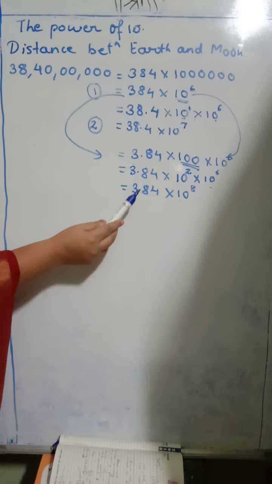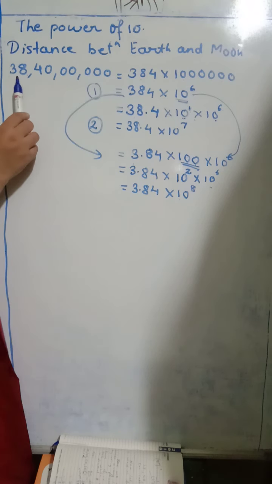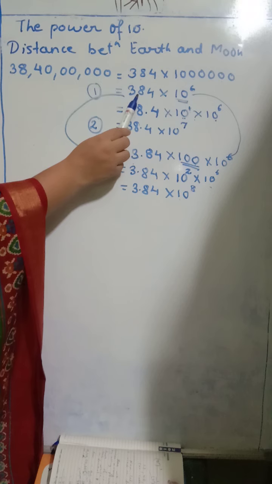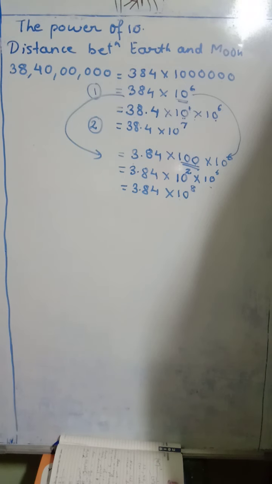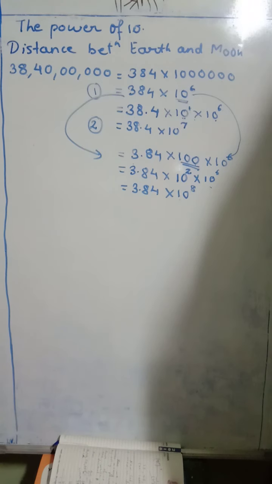So this is the standard form of writing. Our earlier number was very large, 38 crore 40 lakhs. Then it was brought to 384 into 10 raised to 6. Then it was brought to 38.4 into 10 raised to 7. And now it is brought to 3.84 into 10 raised to 8.